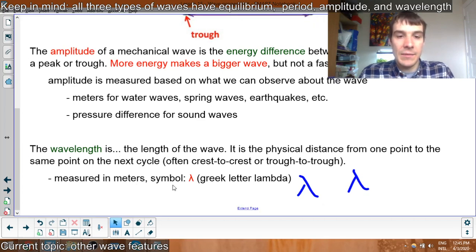Yeah, it's the length of the wave. It's measured in meters. The symbol is lambda, which is the Greek letter lambda. It's the Greek letter L. And you draw it like this. You know, do your best. It's kind of an interesting one to draw, but it is literally just the length of the wave. How far it is between a crest and a crest, or a trough and a trough.